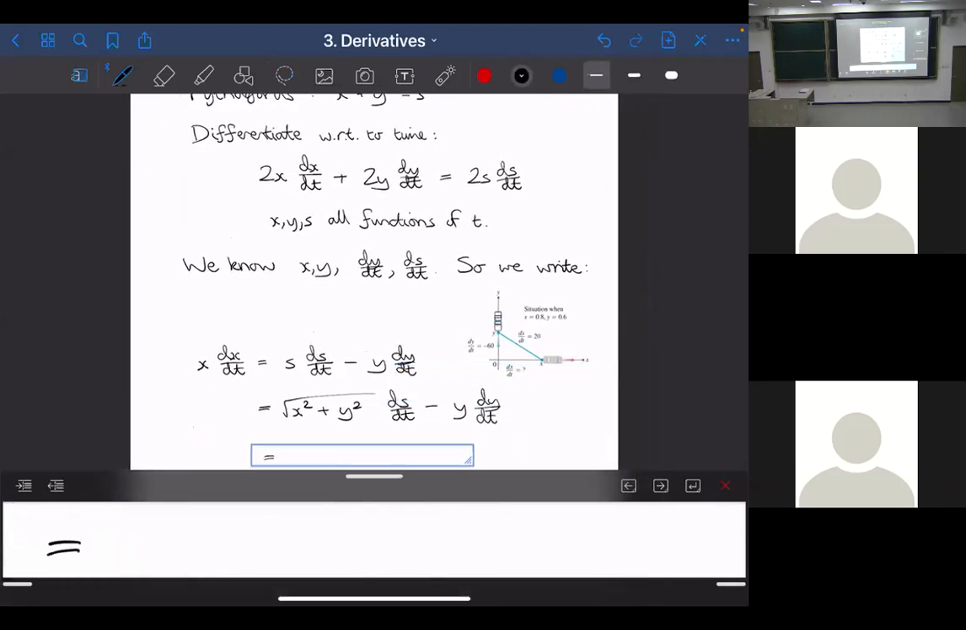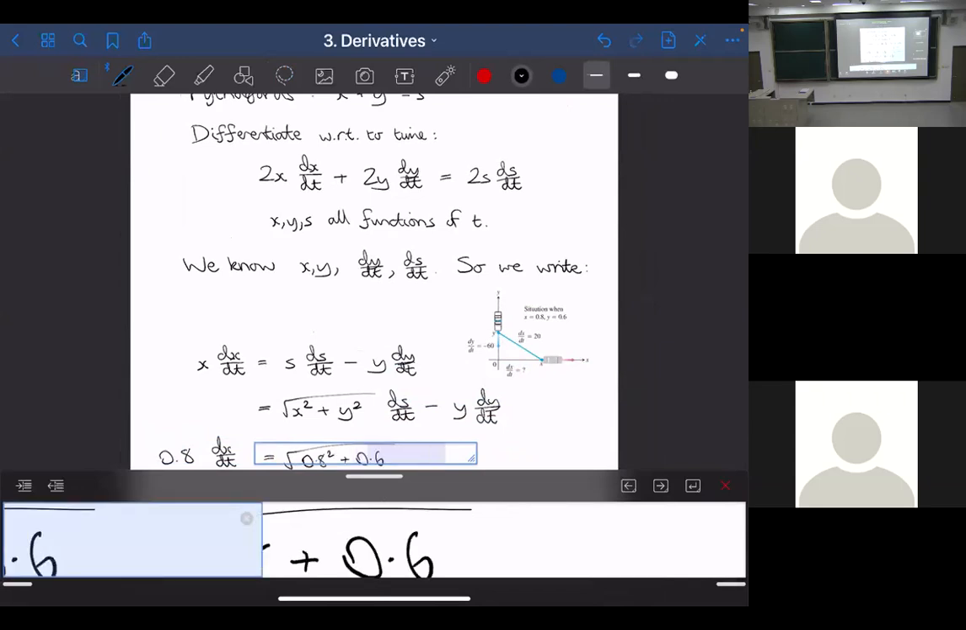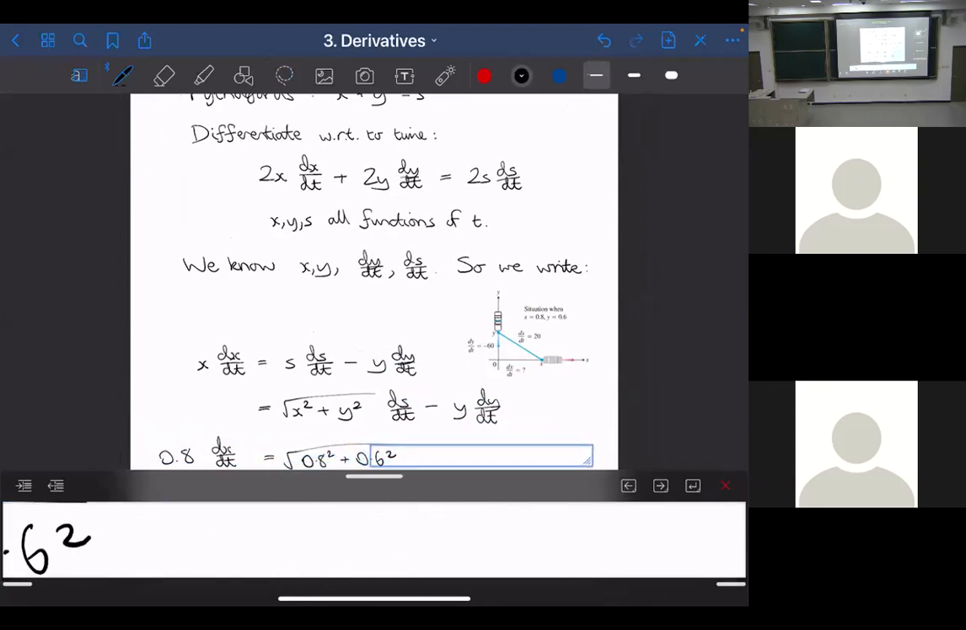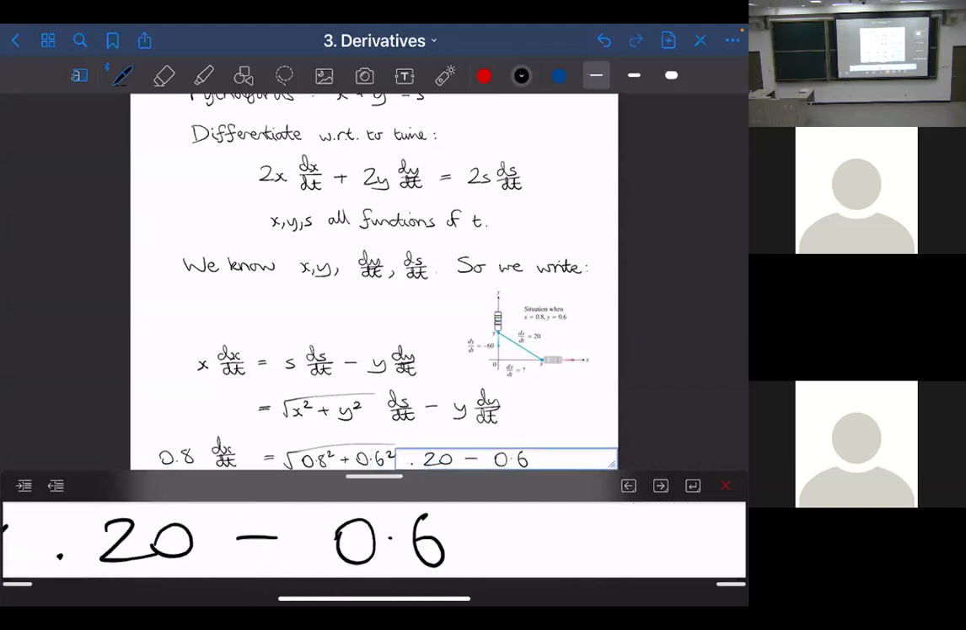So now we can substitute in. Well, x is 0.8. And the square root is of 0.8 squared plus 0.6 squared. ds by dt is 20. Y is 0.6. And dy by dt is minus 60, so I'm just going to put a plus there.